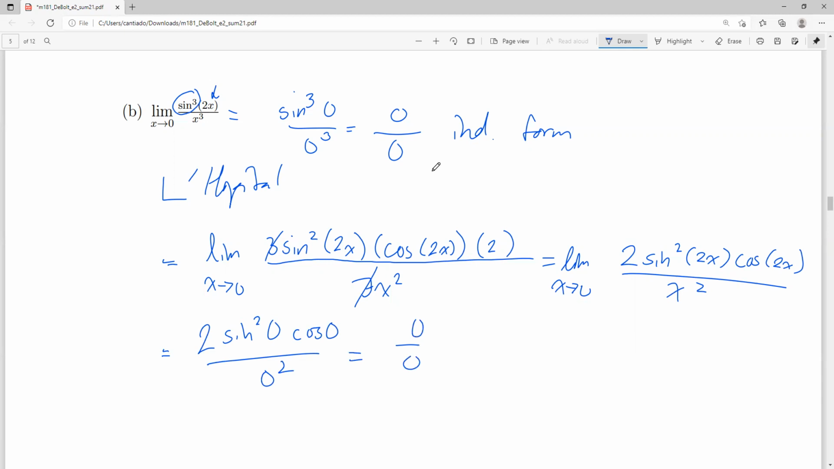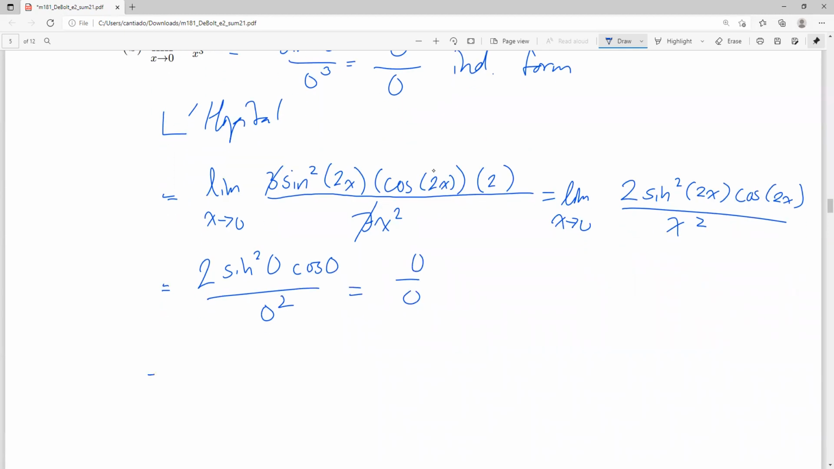So we're going to have to do L'Hopital's one more time. So we'll do L'Hopital's once more using this step right here, or more specifically, this function right here. What is that? Let's see. Now we've got even more chain rule. We've got product rule as well. So we've got these two functions.